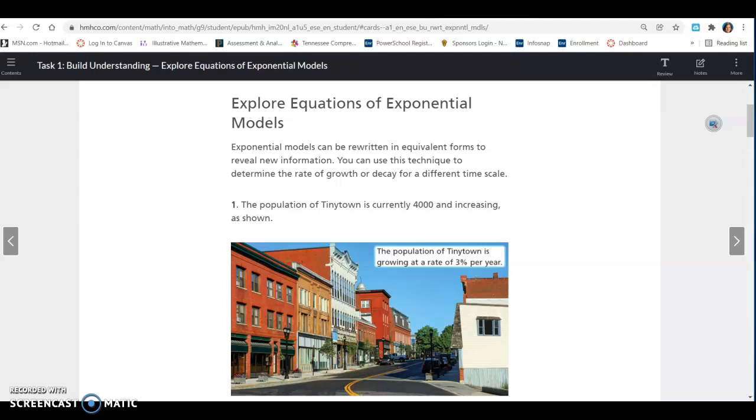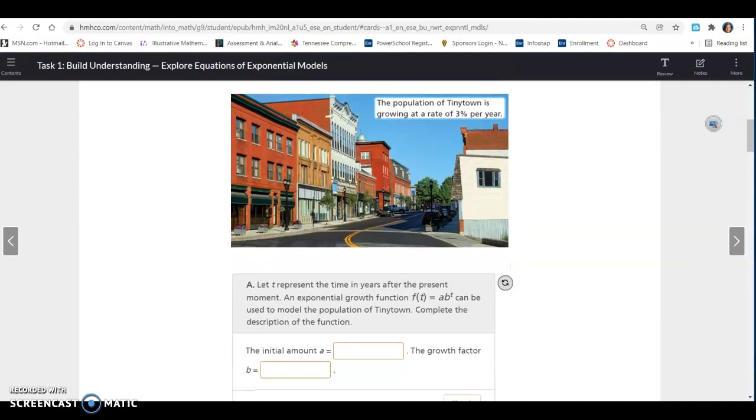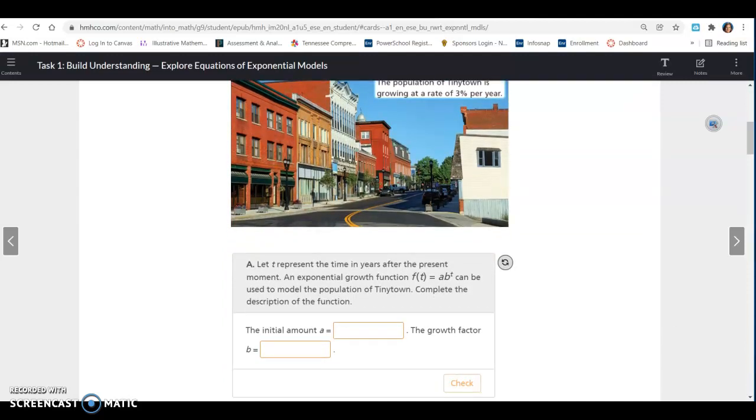The population of Tinytown is currently 4,000 and increasing as shown. If you look in the picture here, it says that it's increasing at a growth rate of 3% per year. Let t represent the time in years after the present moment. An exponential growth function f of t equals a times b to the t power can be used to model the population of Tinytown. Complete the description of the function.